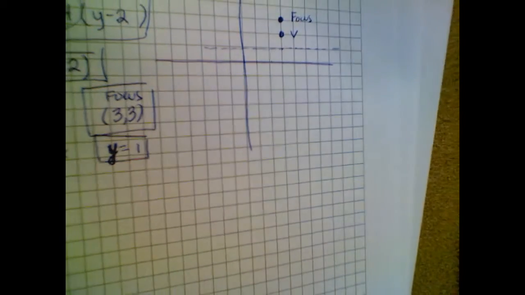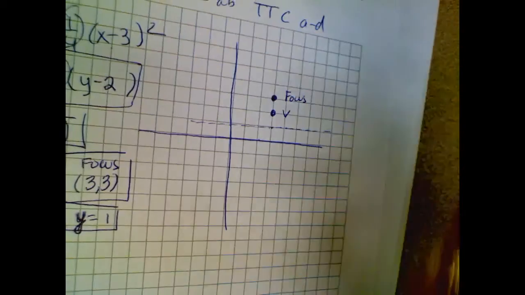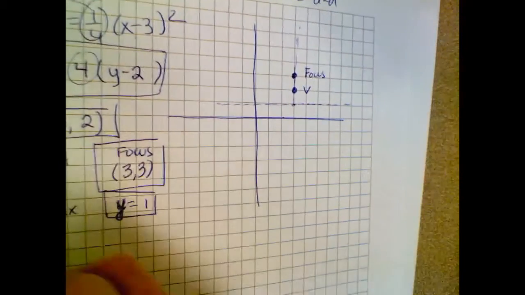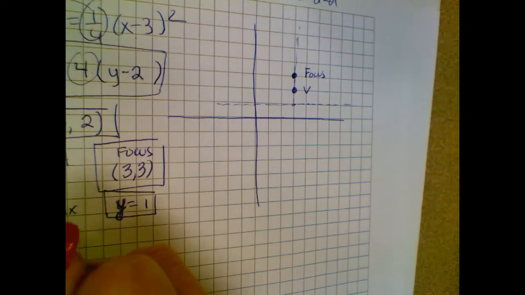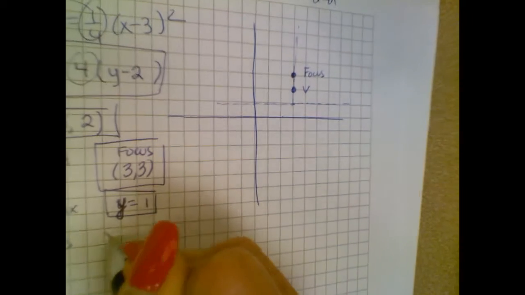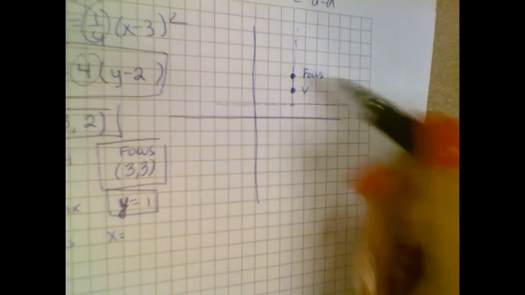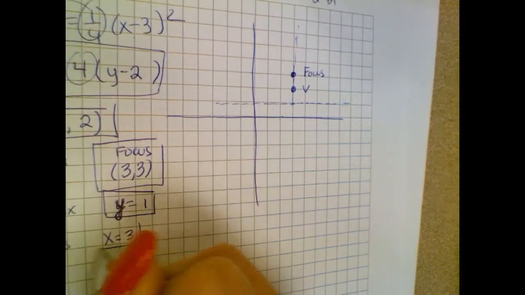Your axis of symmetry, did it ask for that? It does. So the axis of symmetry is this line, and it should be perpendicular to your directrix. The axis of symmetry always has something to do with the center. It's going through the 3 of the center, so it's x equals 3.